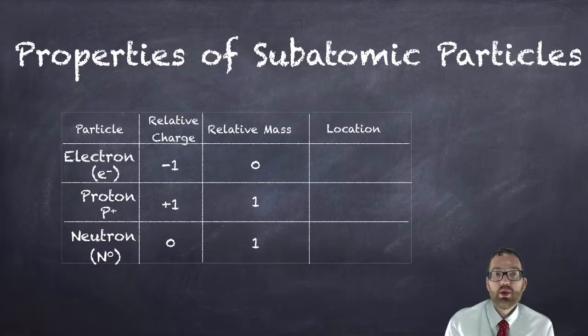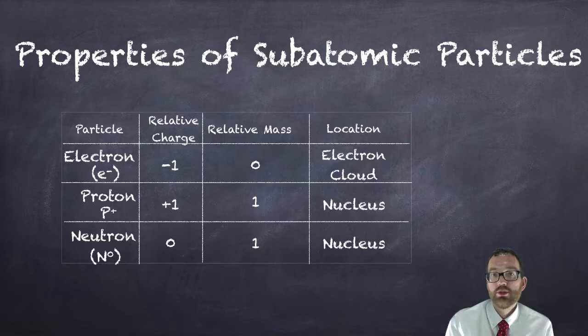So the location of these particles is also important. We'll talk more about this in the next couple of videos, but the electrons are located in what we now call the electron cloud. It's an area outside of the nucleus where the protons and the neutrons are located.